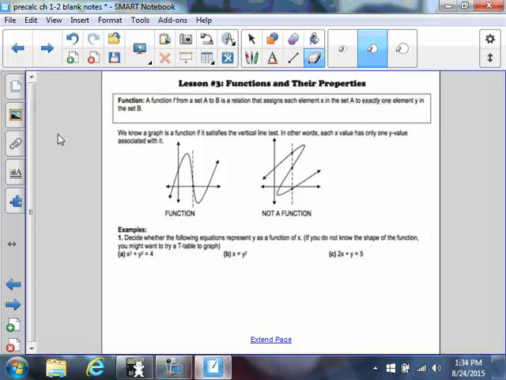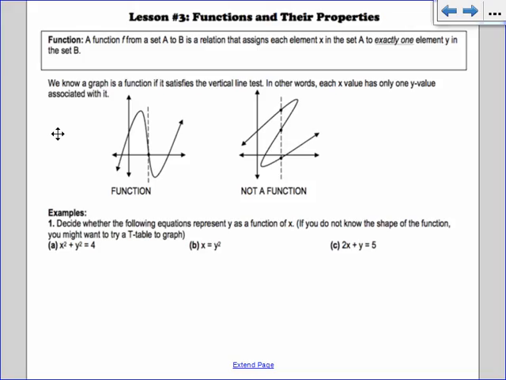All right, so lesson 3 is on functions and their properties. So we have a definition of a function that your book has. It says a function f from a set A to B is a relation that assigns each element x in a set A to exactly one element y in the set B. So that means that if you have an x value of 2, there's only one y value that goes with it. Maybe you have 2, 4, but you're not also going to have 2, -4.